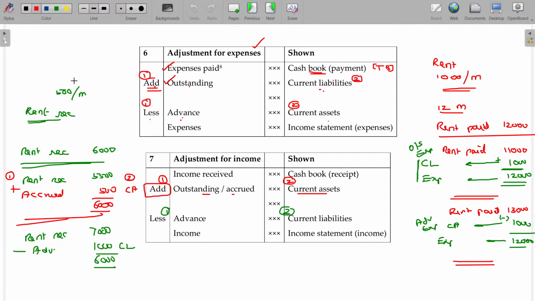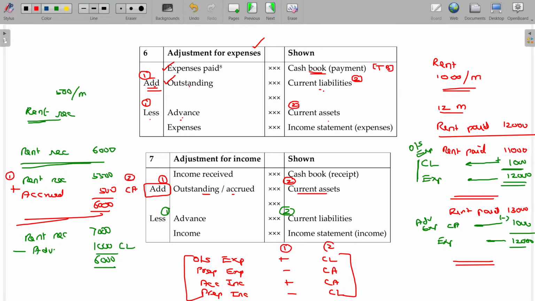Let me summarize. In case of outstanding expenses, add, and current liabilities. And prepaid expenses, minus, and current assets. And accrued income, add, and current assets. And prepaid income, it is not related to your period, minus, and this is current liabilities. This is the simple step. One adjustment here, another adjustment being here. You have to post these two places simultaneously. Clear?